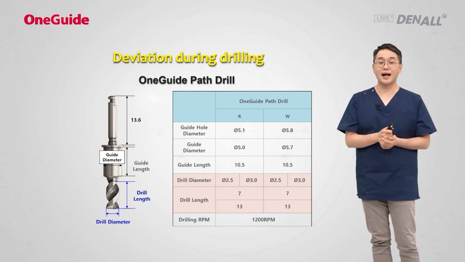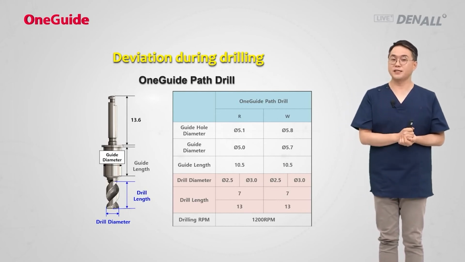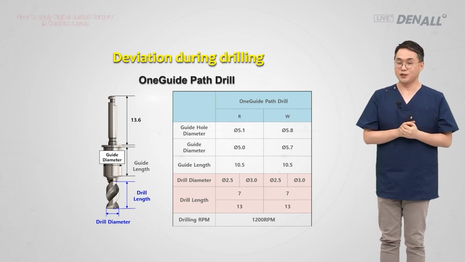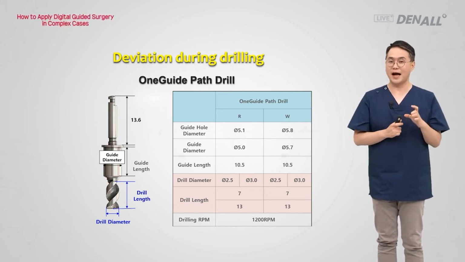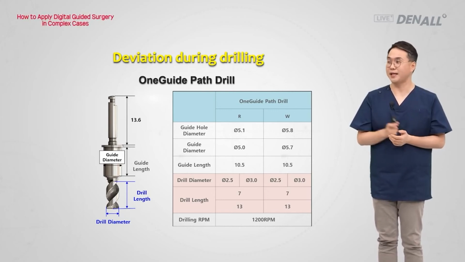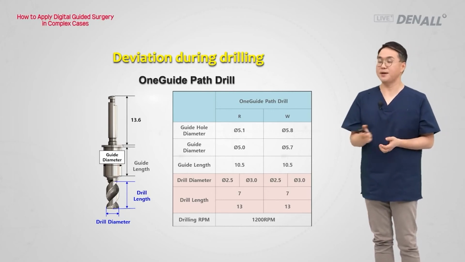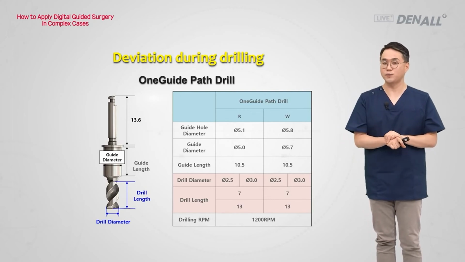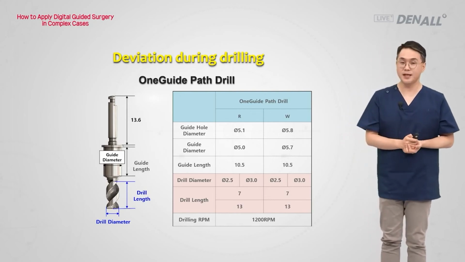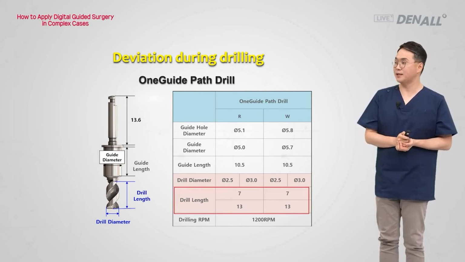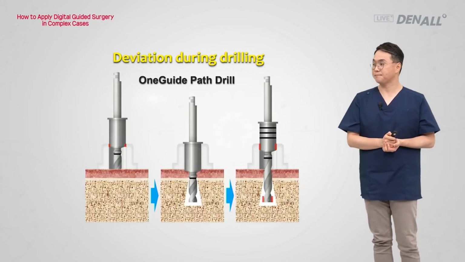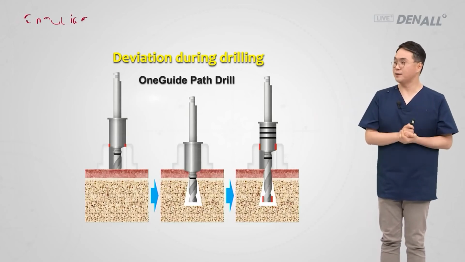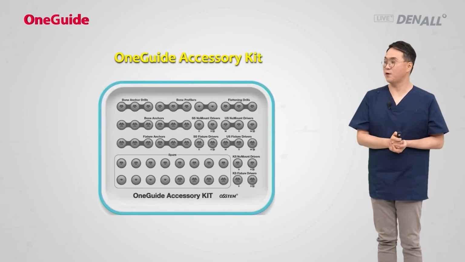The lengths are 7 and 13 millimeters. In the previous lecture, one cast drill has 10 and 7 millimeter drills, and if you use the 10 millimeter first, the early contact cannot be made. The same is true for this. The early contact between the guide barrel and the guide hole cannot be made. Therefore, you need to use the 7 millimeter first. You need to respect the early contact. So 7 millimeter should be used first.